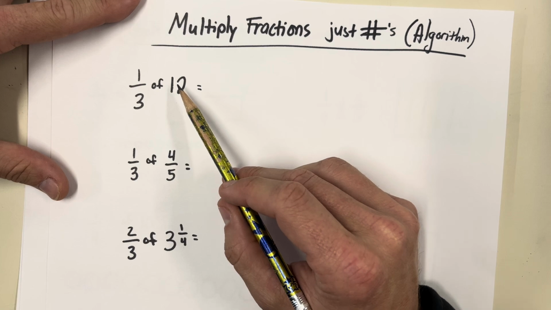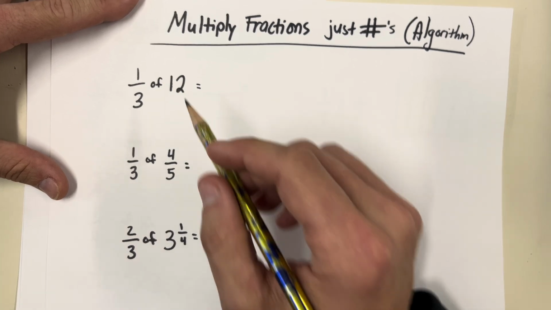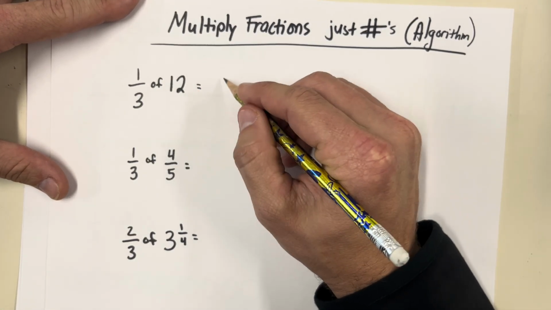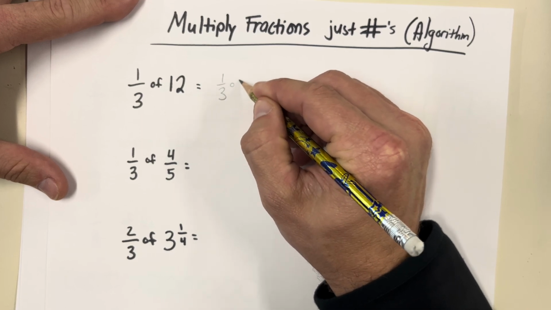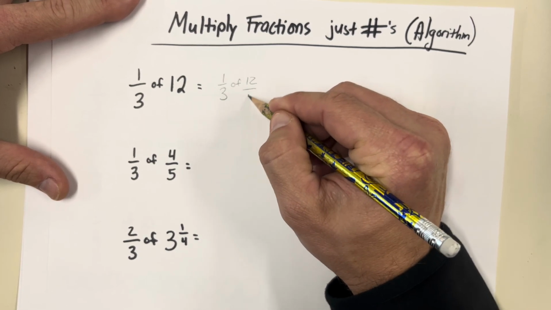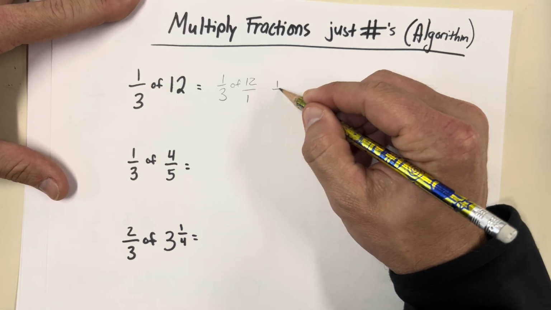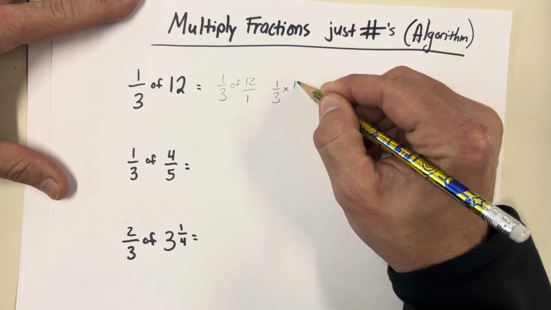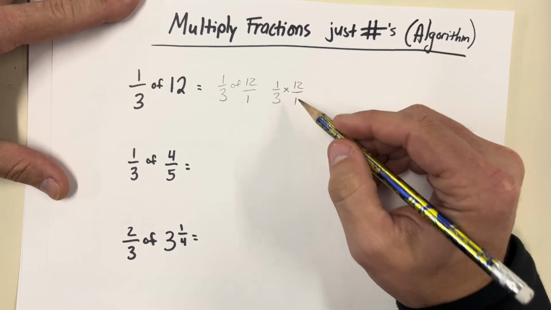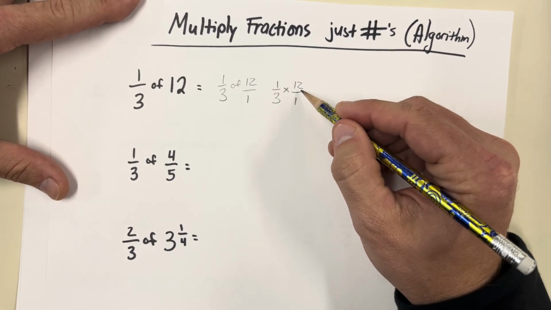12 is a whole number. So if we're going to use fractions, I need to turn it into a fraction. So I'm going to start by taking my 1/3, and I'm going to say of 12 over 1. Now at this point, we know that 1/3 of means the same as 1/3 times 12 over 1. This is now a fraction. It is improper, but it is a fraction.